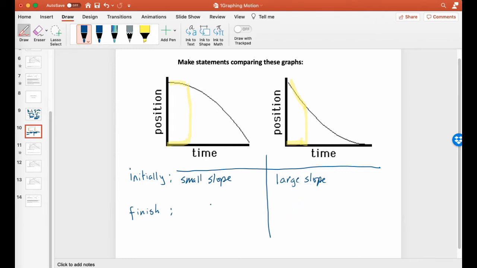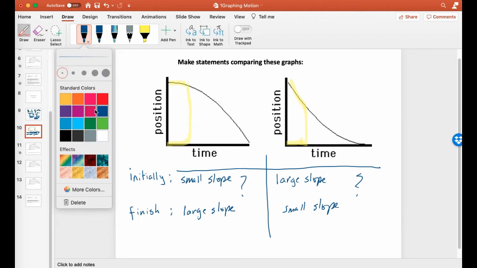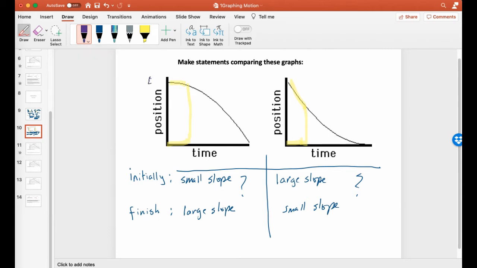And so this first one here has a small slope initially, but then it finishes with a large slope, and this one right here starts with a large slope and it finishes with a small slope. So what does that mean? What in the world does this and this actually mean? All right. Well, I'll change colors just to help differentiate what's going on. Let's go with purple. I like purple.